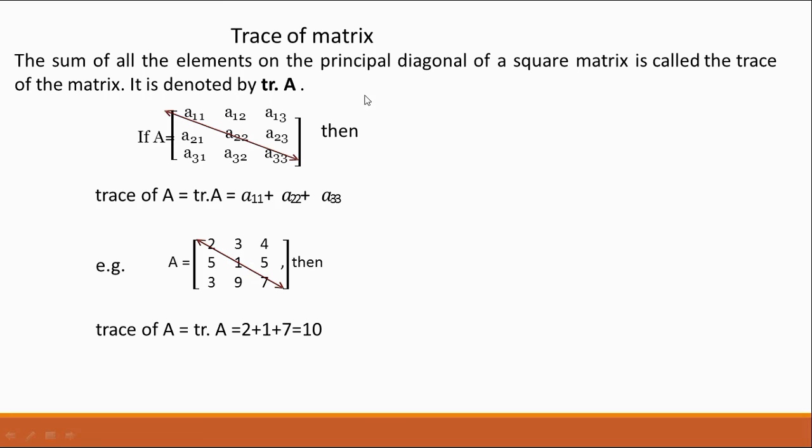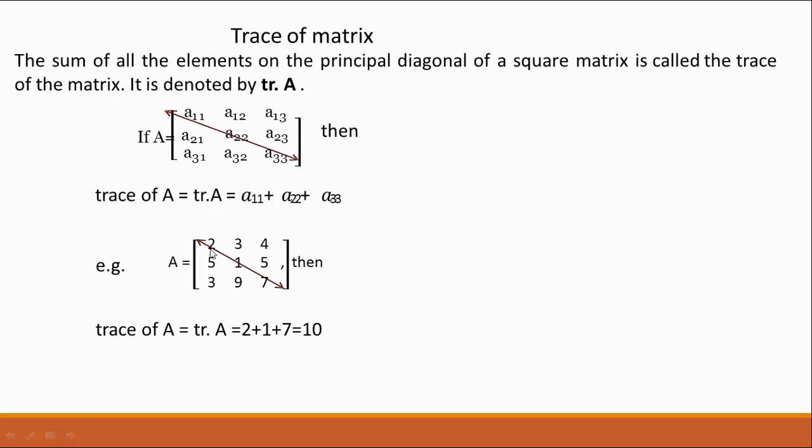Now what is the trace of a matrix? The sum of all the elements on the principal diagonal of a square matrix is called the trace of the matrix. It means that if we add the elements of the principal diagonal, then we get the trace of a matrix. For example, in this matrix A11, A22, A33 lie on the principal diagonal. If we add these three numbers, A11 plus A22 plus A33, then we get the trace of the matrix.